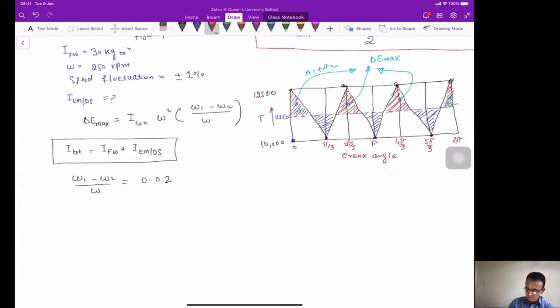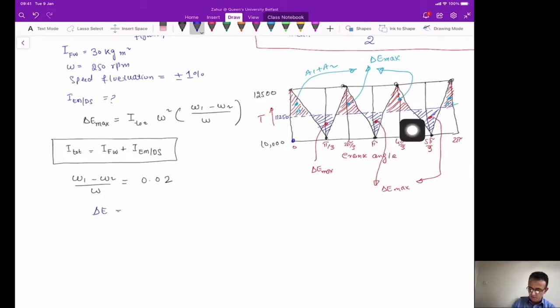Similarly, this area is again delta E maximum, and similarly this area is delta E maximum, and similarly this area is delta E maximum. So in this case, it's straightforward to calculate delta E maximum, which is going to be the area of any of these triangles, which are exactly the same.